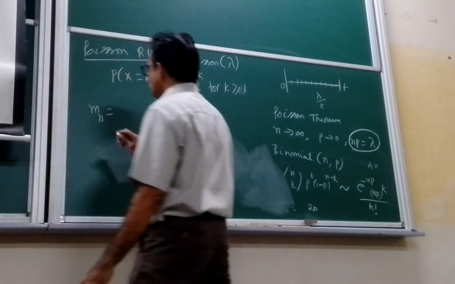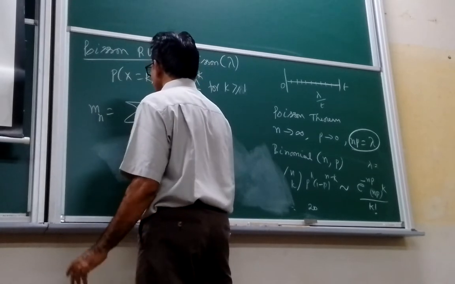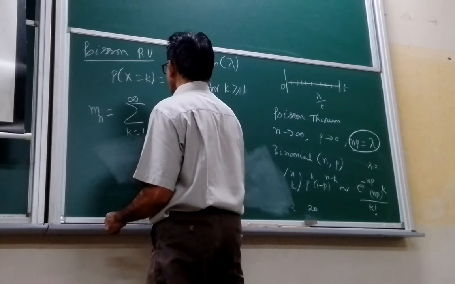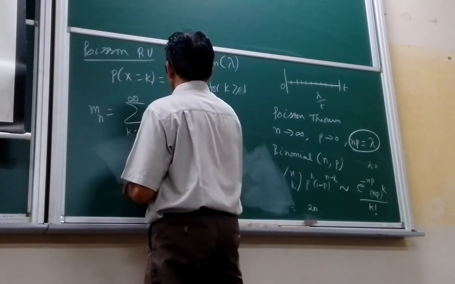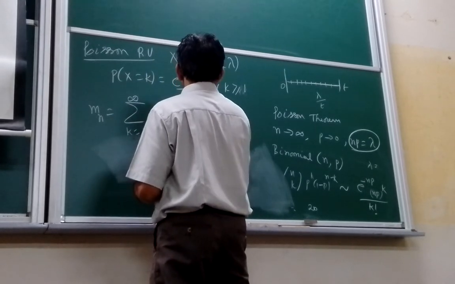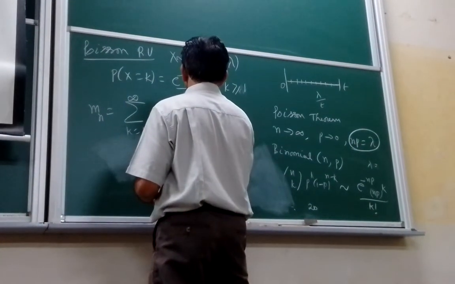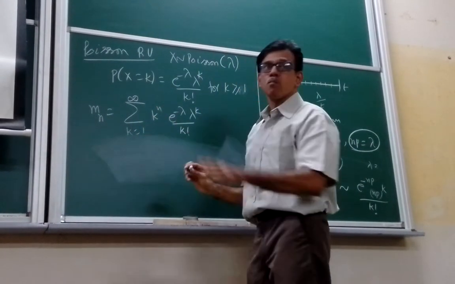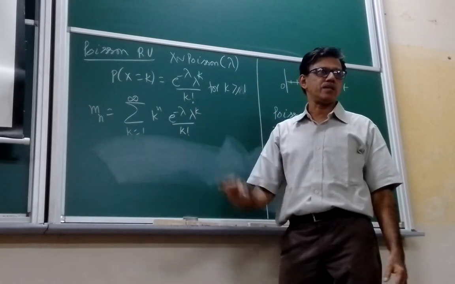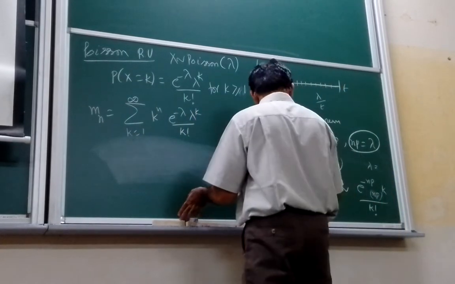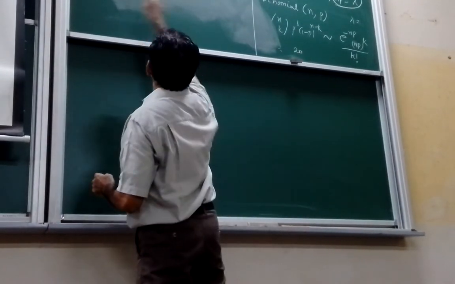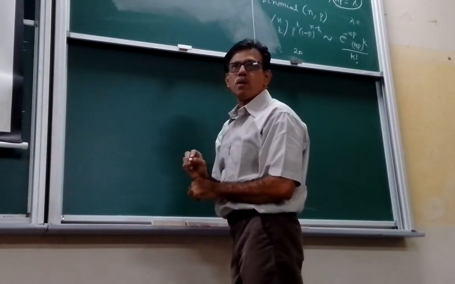So mn is what? Sigma k varying from 1 to infinity, k power n, e power of minus lambda, lambda power k by k factorial. This is the nth moment of the Poisson random variable. Okay, let me again use this one. So this is the formula for the nth moment.